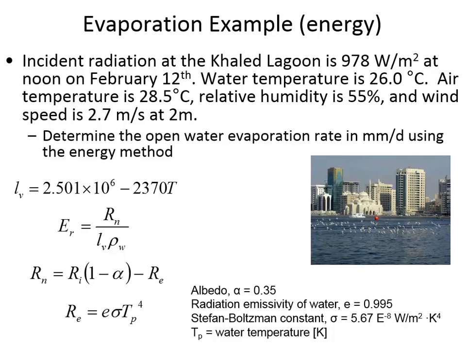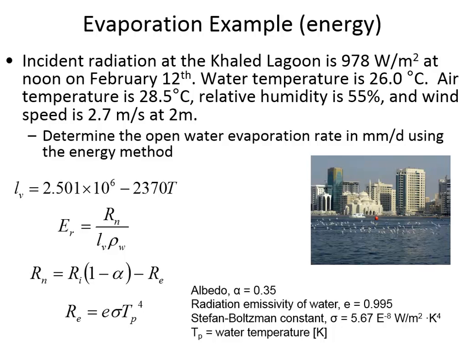Any questions so far when it comes to the energy part of the evaporation method? It characterizes the reflectivity of a surface. And so what it means is that of the radiation that comes down into the water, 35% we're assuming is reflected, and 65% of the radiation actually is absorbed by the water. So relative humidity and wind speed don't have anything to do with this calculation? Not yet. This is just the energy side of it.